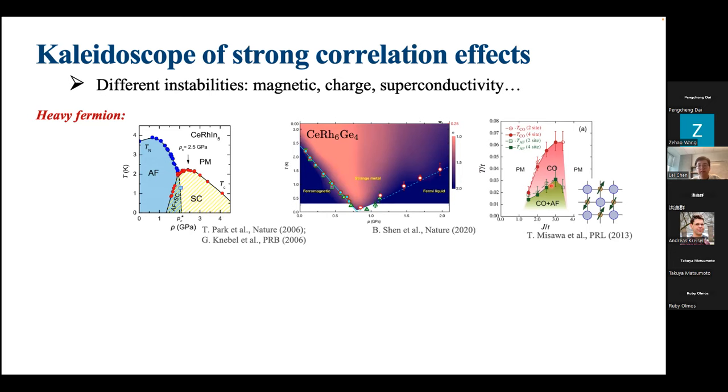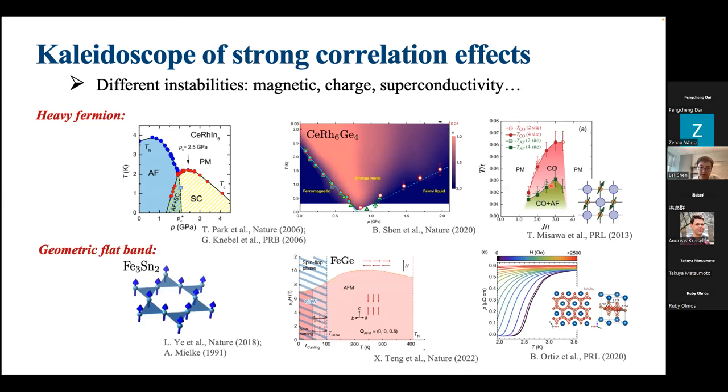Similar instabilities, and all these different orders, have also been observed in these geometrically induced flat band systems. The most salient and pronounced example, of course, is flat band ferromagnetism, and it has been observed in iron tin materials. Antiferromagnetic correlations have also been observed in iron germanium materials, and some superconductivity phases have been observed in the 135 materials.